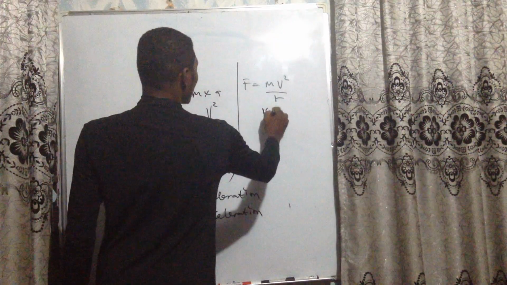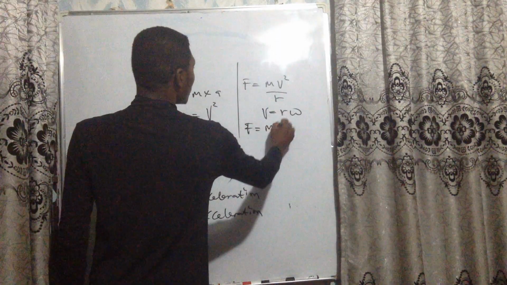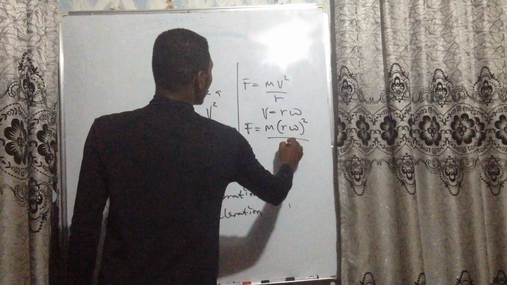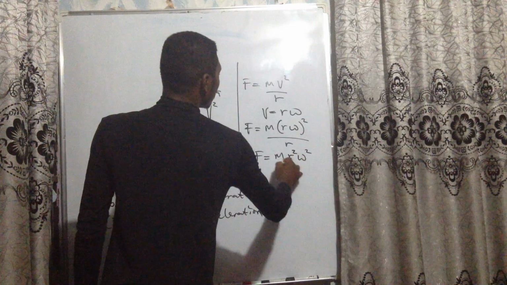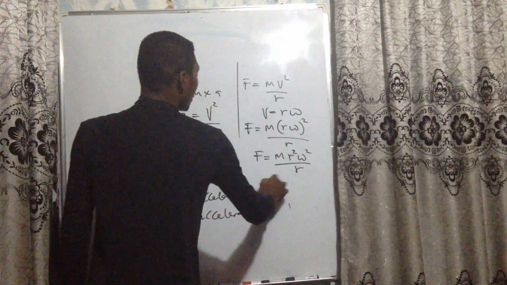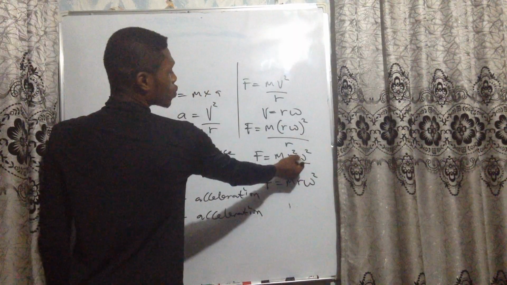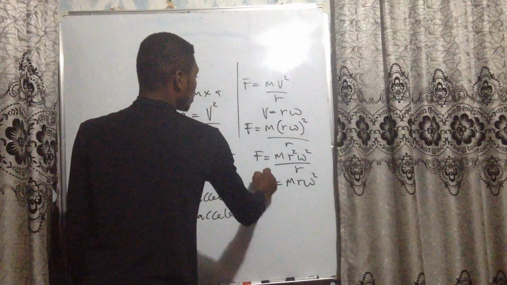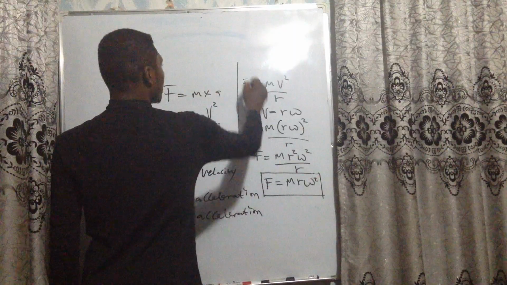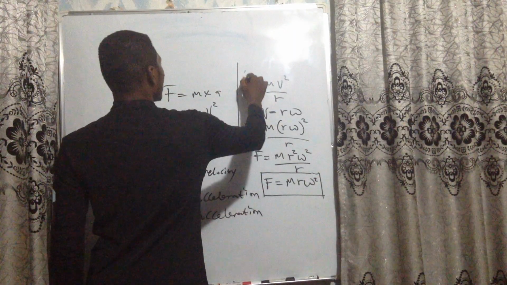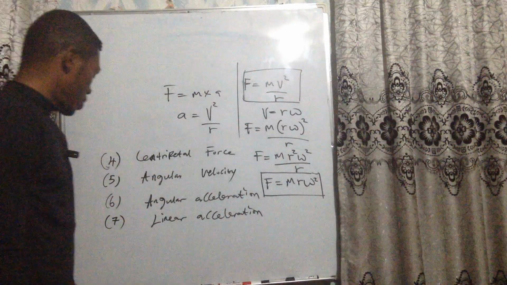You can have it like this, since v is equal to radius times omega, we have F is equal to m bracket radius omega all squared all over r. So F is equal to m r squared omega squared over r. So cancel, we have F is equal to m r omega squared. One r cancels one r here. So this is another formula for the centripetal force. Either you have it like this or like this. This is a formula for centripetal force. Okay? So this is it.